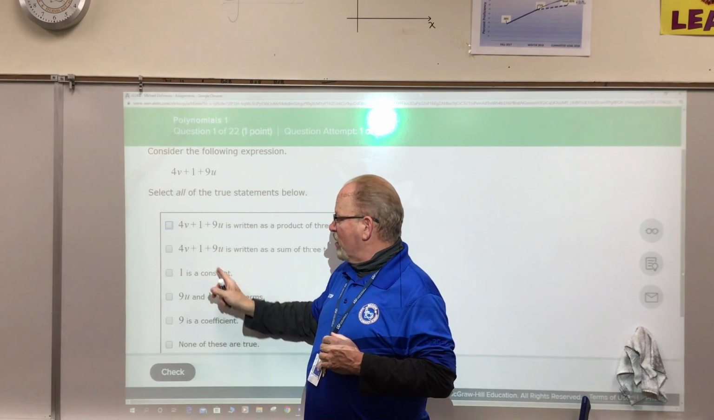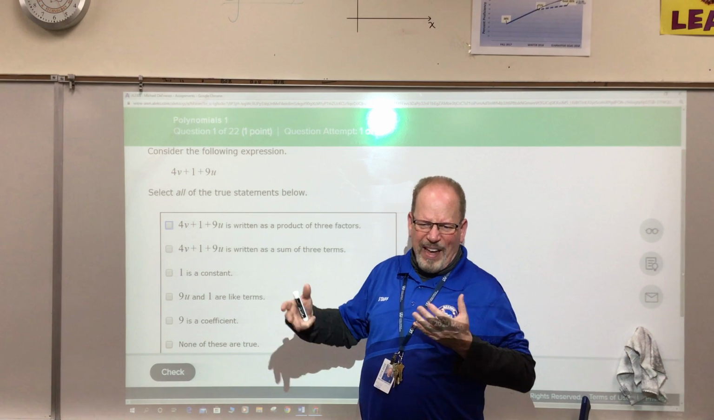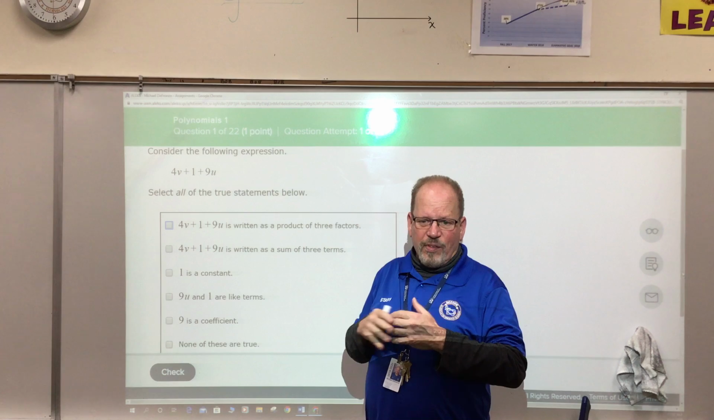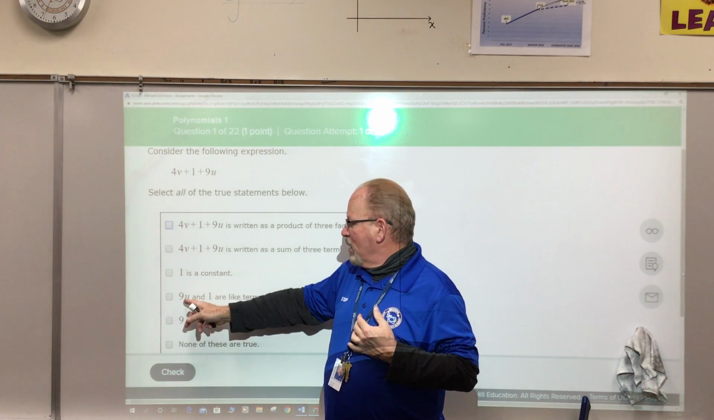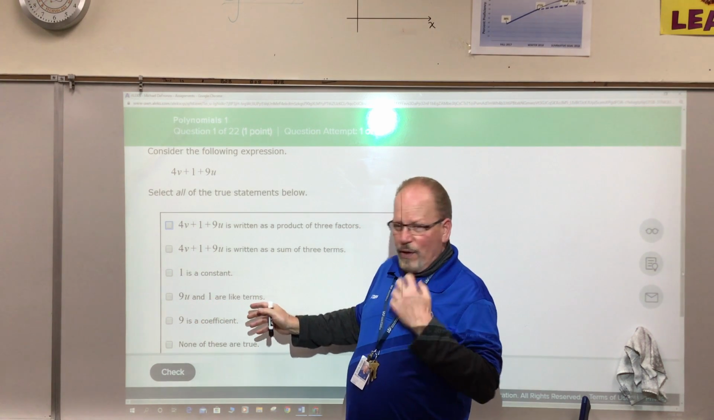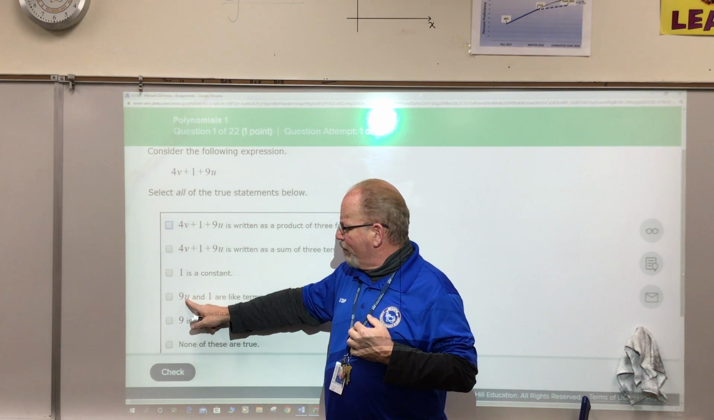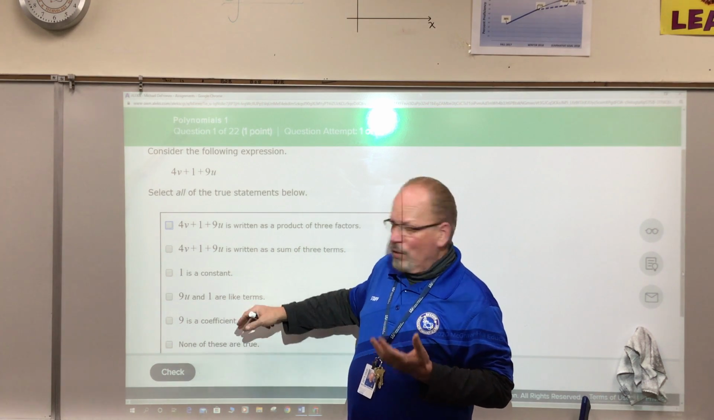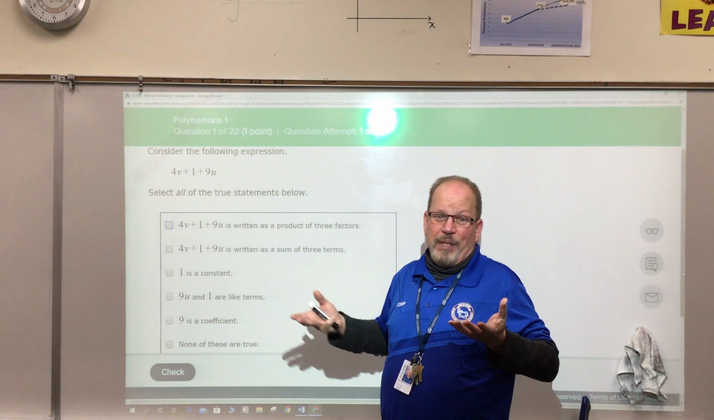1 is a constant. Yes, 1 is a constant. Any number, like 1, 10, 25, pi, those are constants. Those are numbers that are always the same. They never change. So 9u and 1 are like terms. Not true. Okay? Like terms have the same variable with the same power. So like 9u and 20u would be like terms. 7 and pi would be like terms.